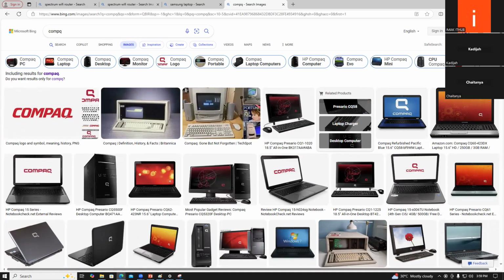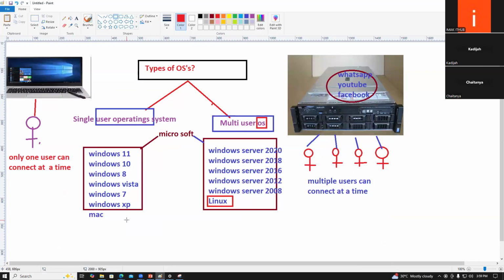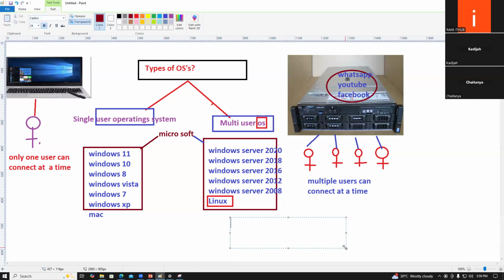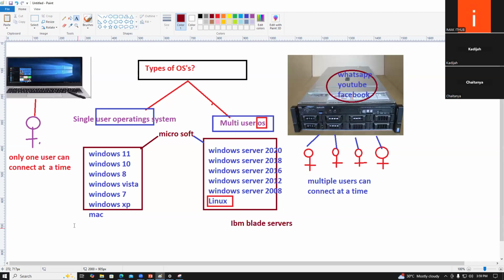So right now you understood. Some companies create both single user and multi user hardware. Some companies are only single user, and some companies are only for multi user. Who provides only multi user? IBM Blade servers.